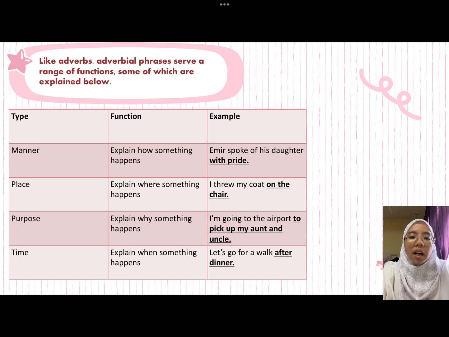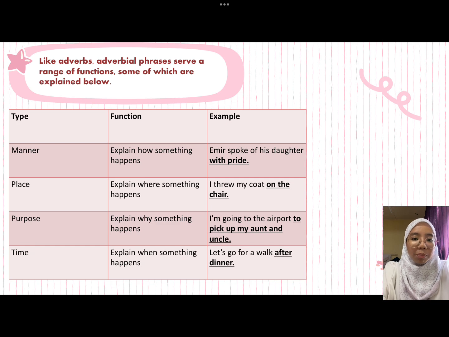For example, I threw my coat on the chair. From this sentence, we can know where he or she threw the coat. Thus, we can know that he or she threw the coat on the chair. The third one is adverb phrases can explain why something happens. For example, I'm going to the airport to pick up my aunt and uncle. This sentence explains why he or she goes to the airport.